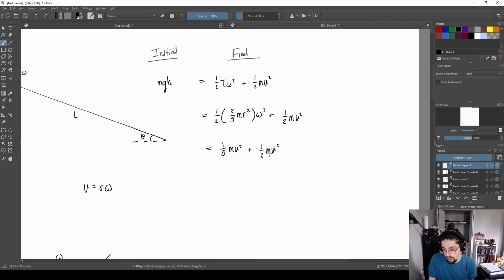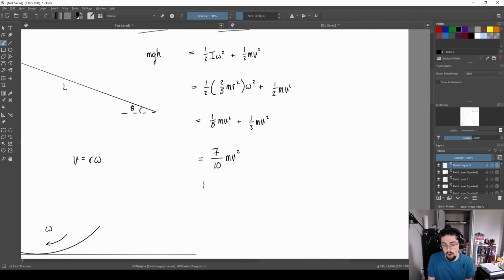So all of this stuff together is going to turn into a slightly nasty thing here. What is this? 2/10 plus 5/10. So this is going to become 7/10 mv squared. The m's cancel out. I'm solving for the velocity because I'm looking for the length, the time it takes to get down to the end of the slope. Energy conservation is the best way to do this as well because the acceleration description is wonky. I've got a warning for you on that one.